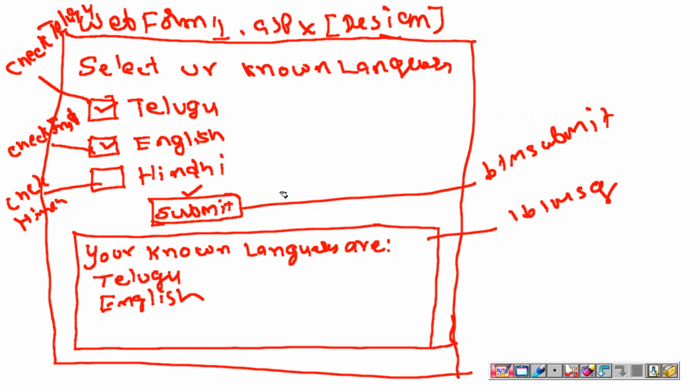Did you understand? Suppose the user selected Telugu and Hindi. The output should be: your known languages are Telugu and Hindi. Suppose the user selected English and Hindi, then clicks submit. Then: your known languages are English and Hindi. Suppose the user didn't select any checkbox and clicks the submit button. Then the label message should be: please select the known language.